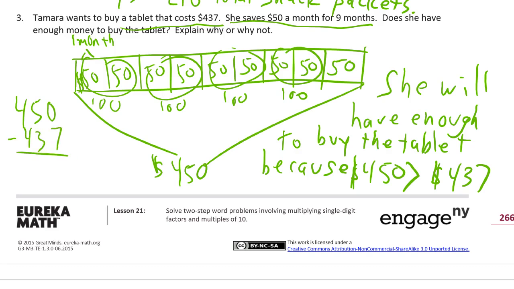And if you wanted to, you could even figure out how much she was going to have left after she buys it. And we see we don't have enough ones, so we need to decompose a 10. 10 minus 7 is 3. 4 tens minus 3 tens. She's going to have $13 left over.